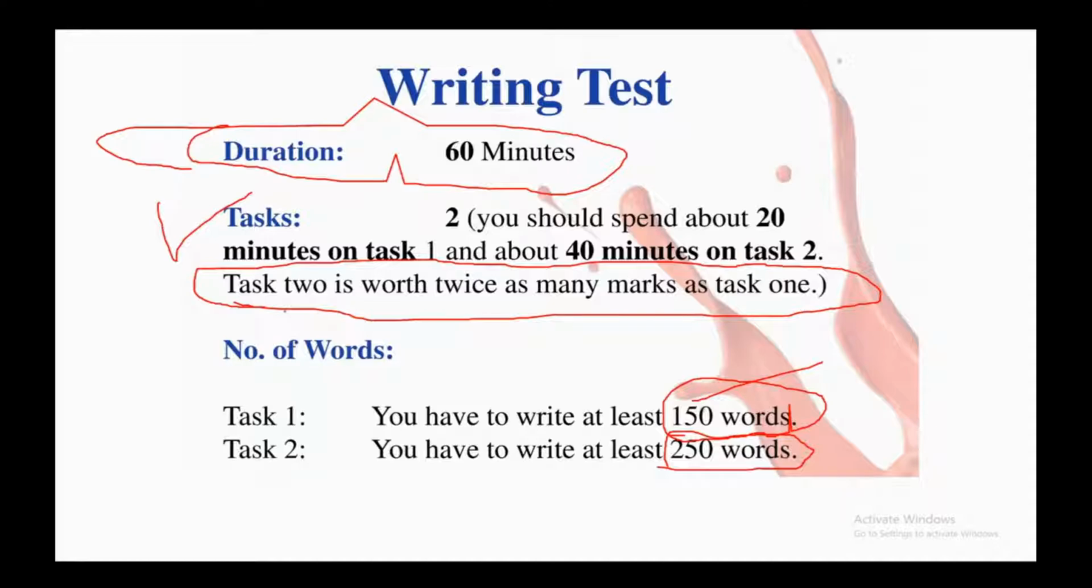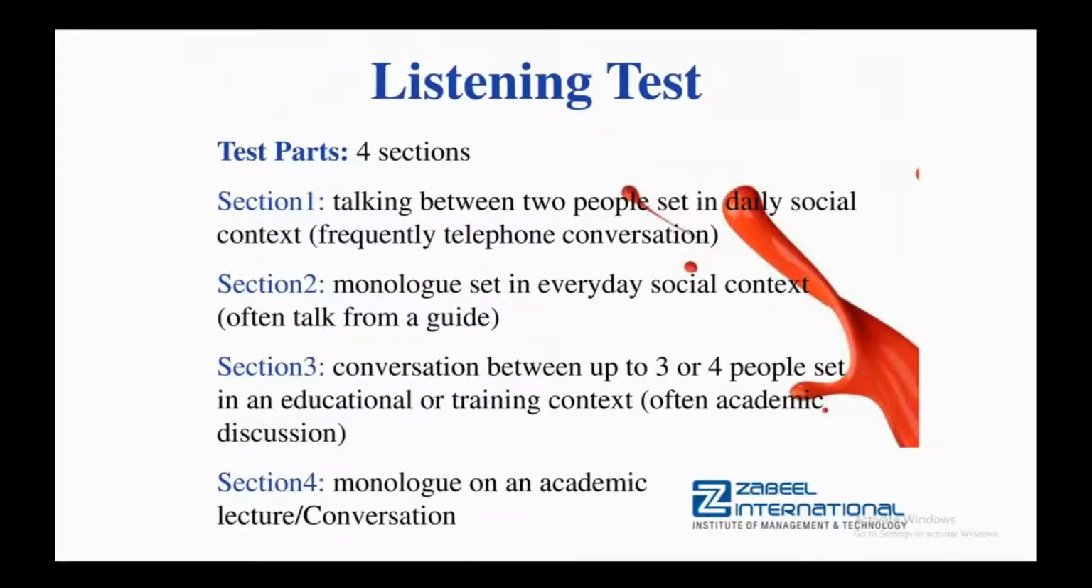Later on in this video I'll show you with model answers how you will attempt task 1 and how you will attempt task 2. We will be discussing these things later on in the video. So this is the basic structure of writing: 60 minutes, 2 tasks, task 1 and task 2, and in task 1 you have to write 150 words, and in task 2 you have to write 250. This is the minimum, but you can of course write more, but if you write fewer words than these you will lose points. Okay, how about listening?